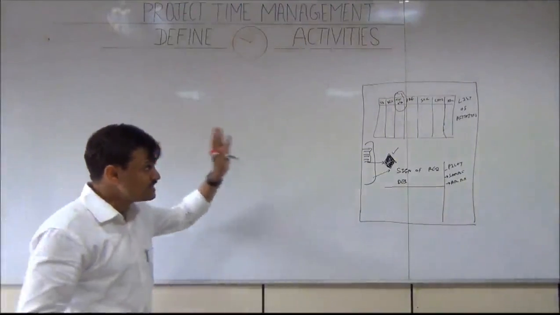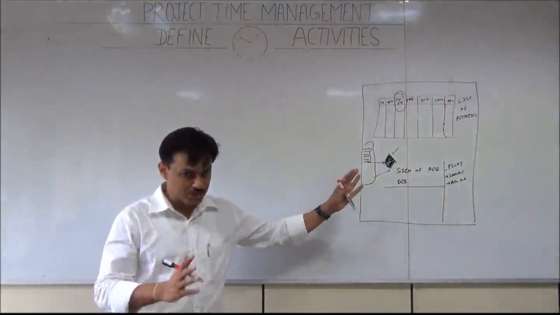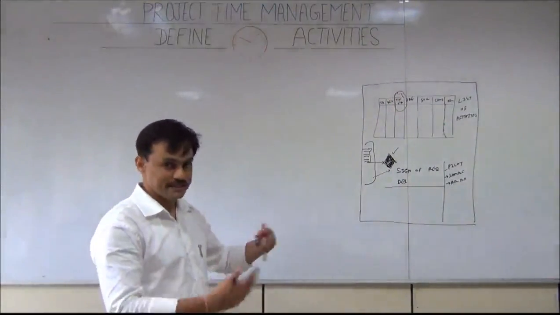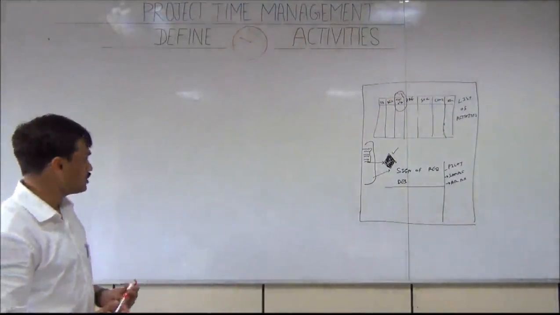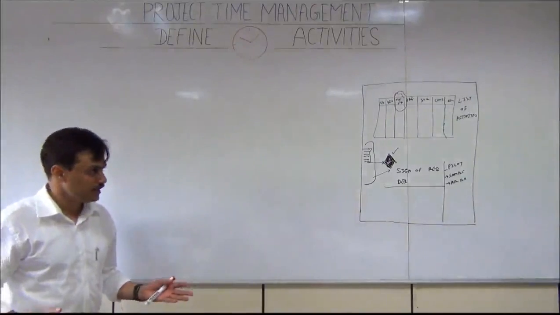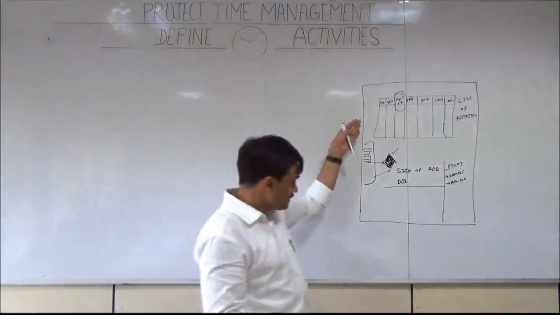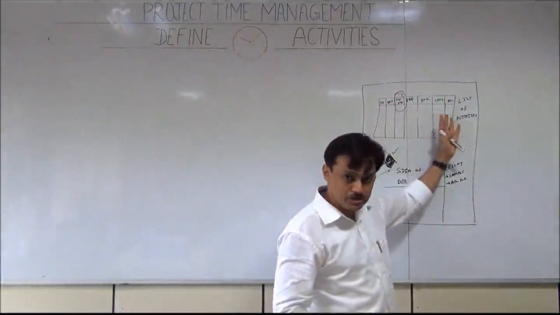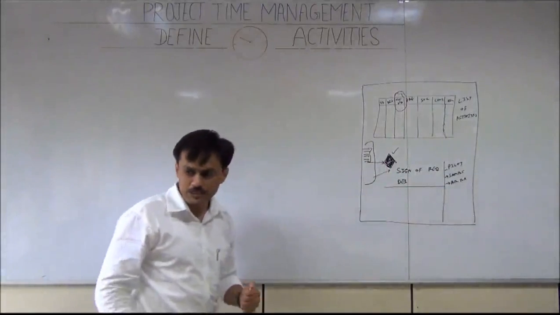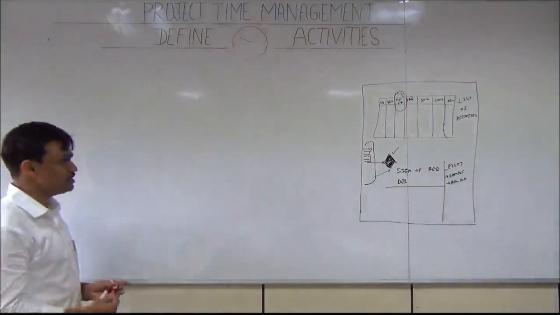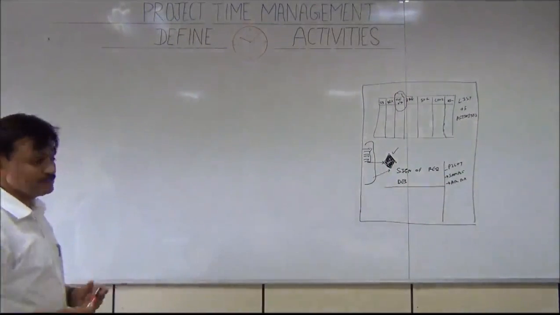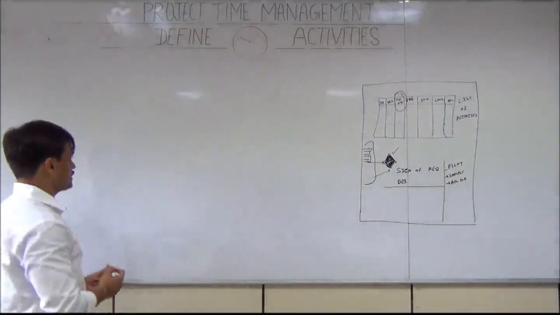Now, in order to give this output, in the language of inputs, tools and techniques, and outputs, we need some information. Only then can we generate an activity list, identify their attributes, or generate a milestone list. So what inputs do we need in order to define or identify the activities?